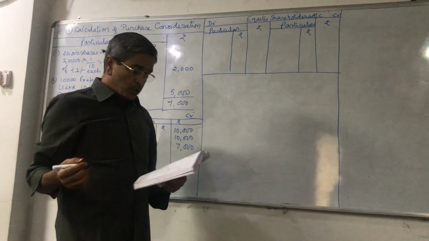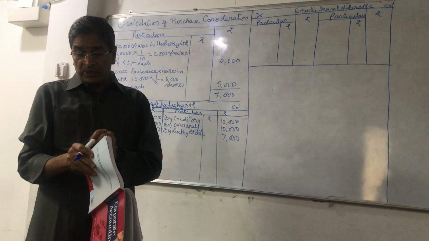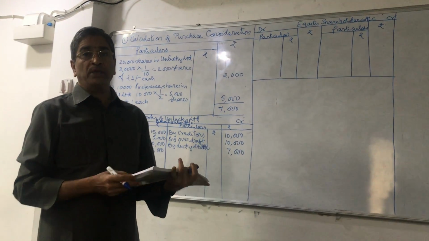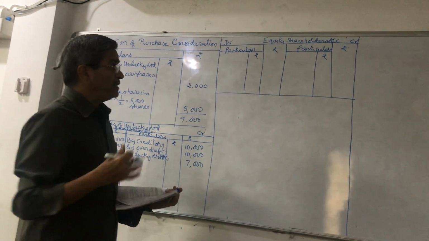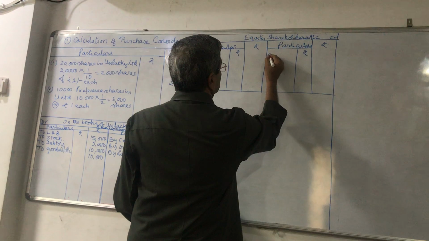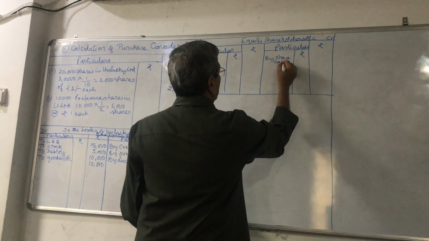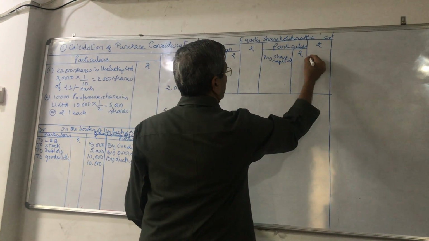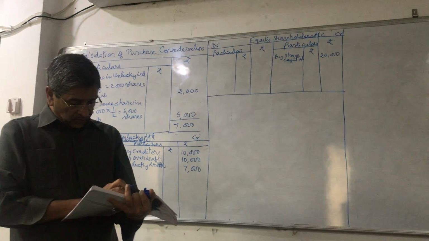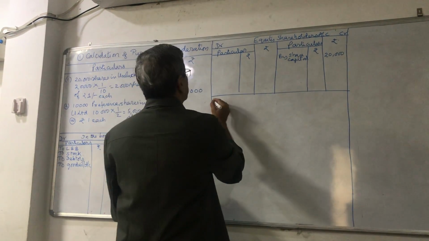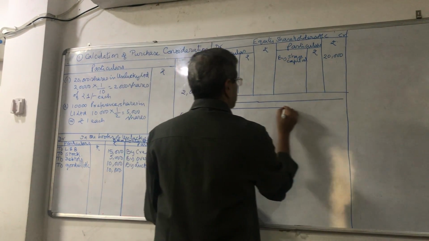Now share capital has a credit balance in the balance sheet. We will have to transfer that share capital to the shareholders account. You debit the share capital, then the share capital account gets closed. Debit the share capital and credit the shareholders account by share capital. By share capital you have 20,000, the entire 20,000 is transferred to the shareholders. Then 5% preference shares are there, so we need to open a preference shareholders account separately.